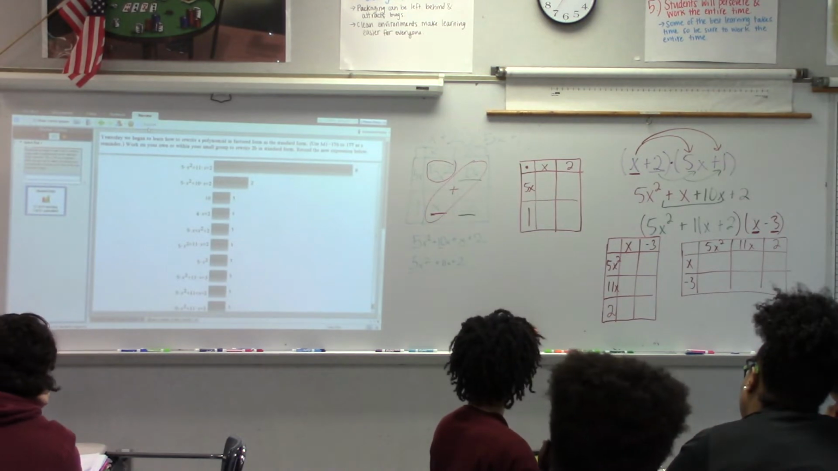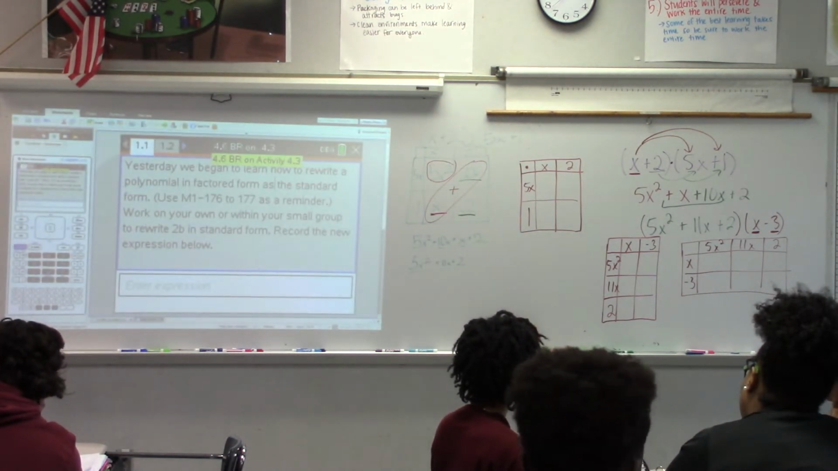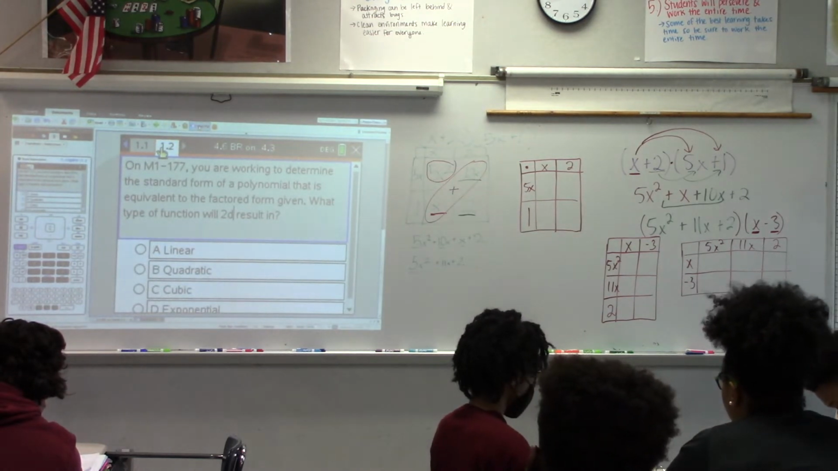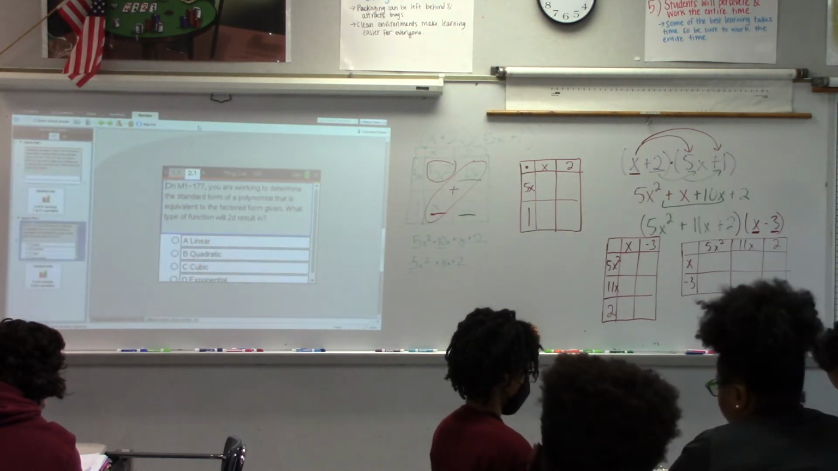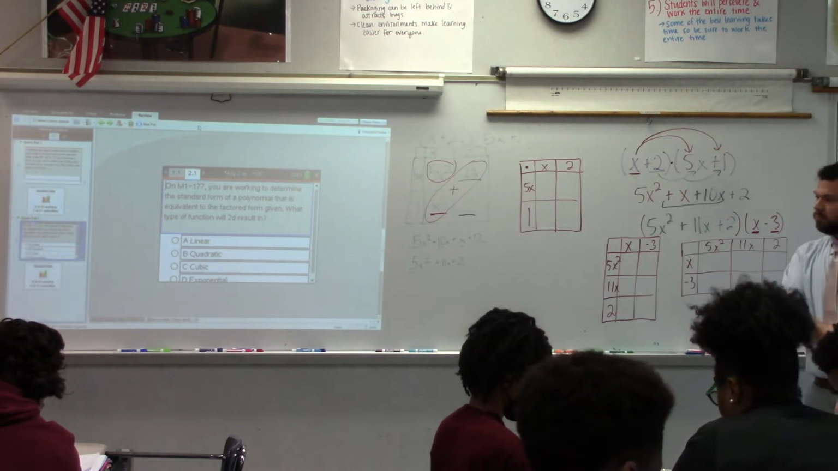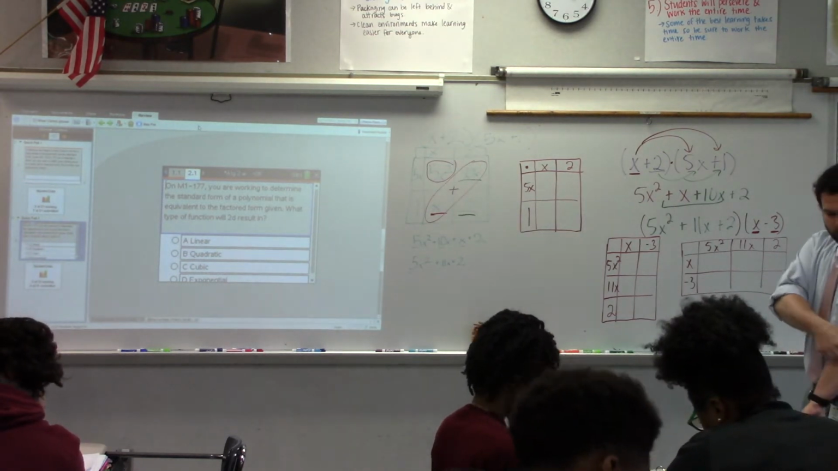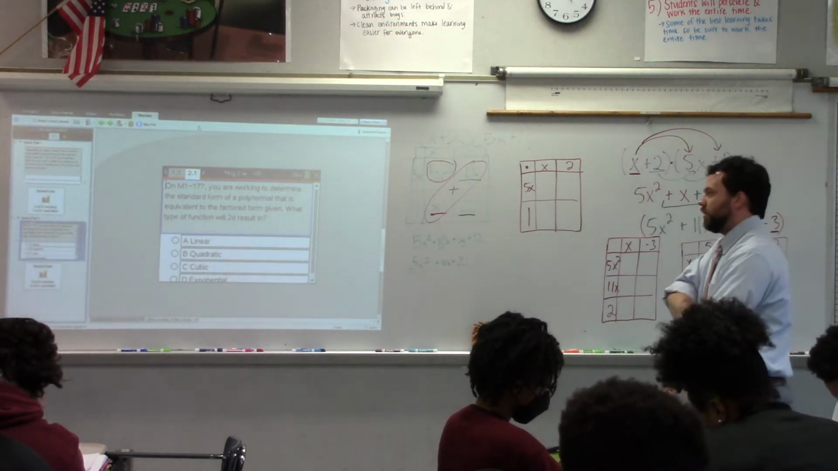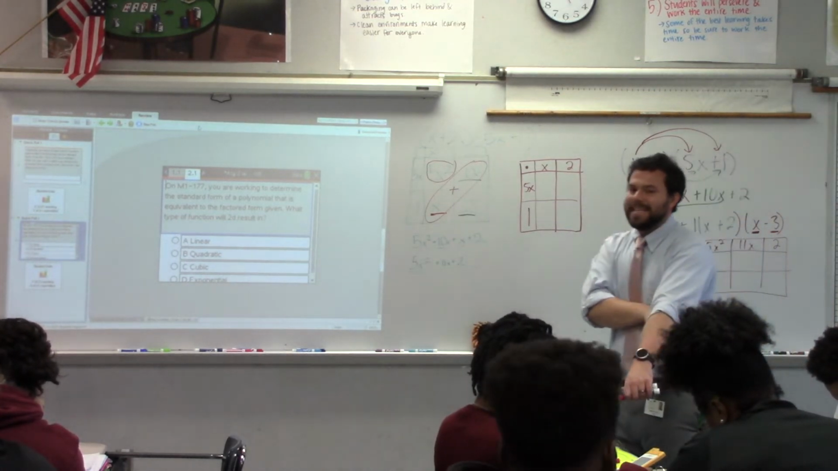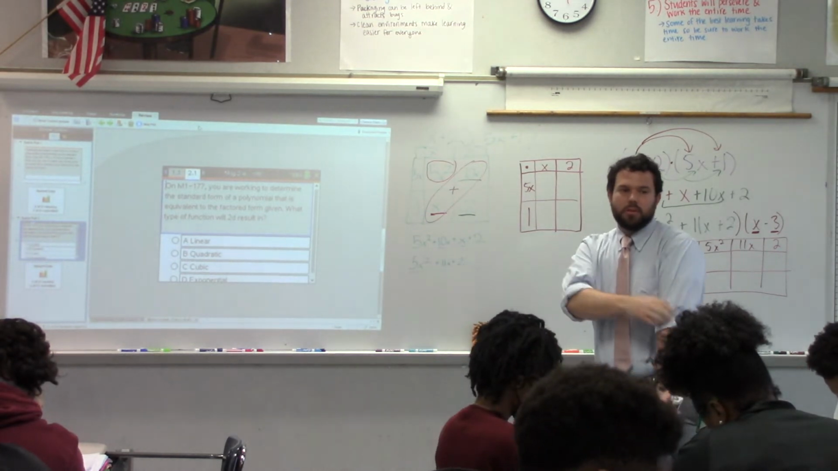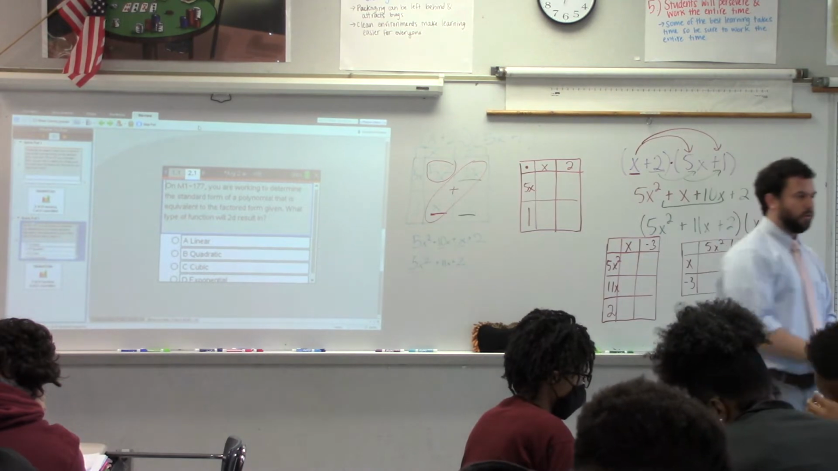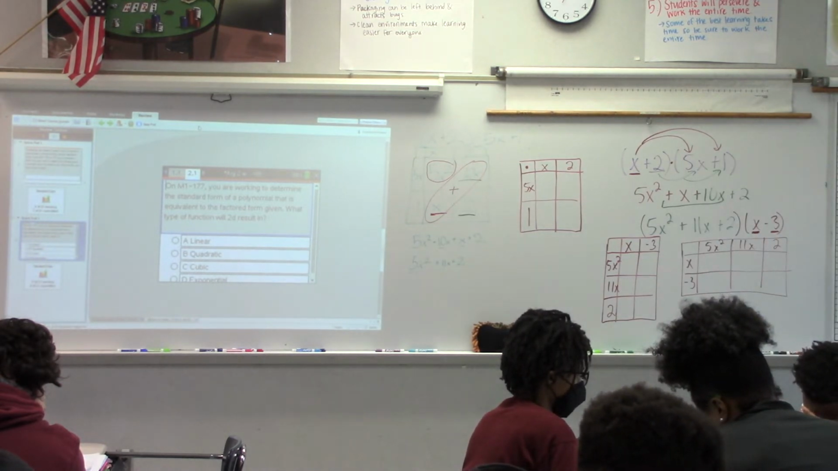Before we get to that more practice though, I got one more poll question for you because I want you to think about this. So please note, a lot of students miss this detail. This question is asking about 2D. 2D in your textbook. We're looking at 2D on M177.